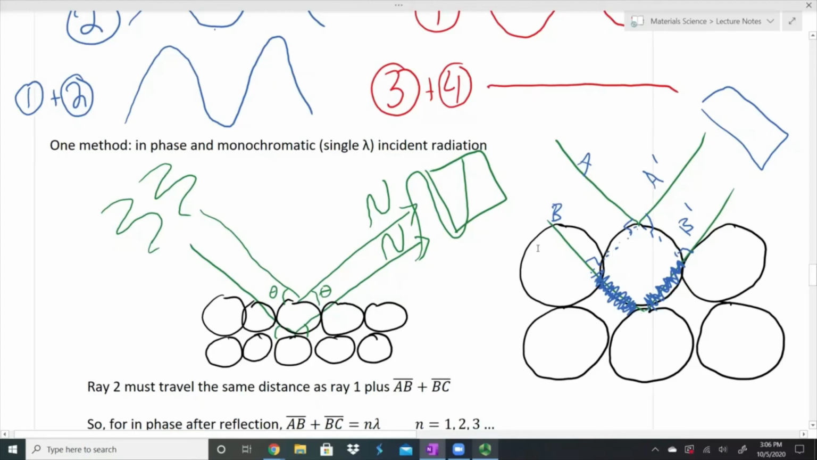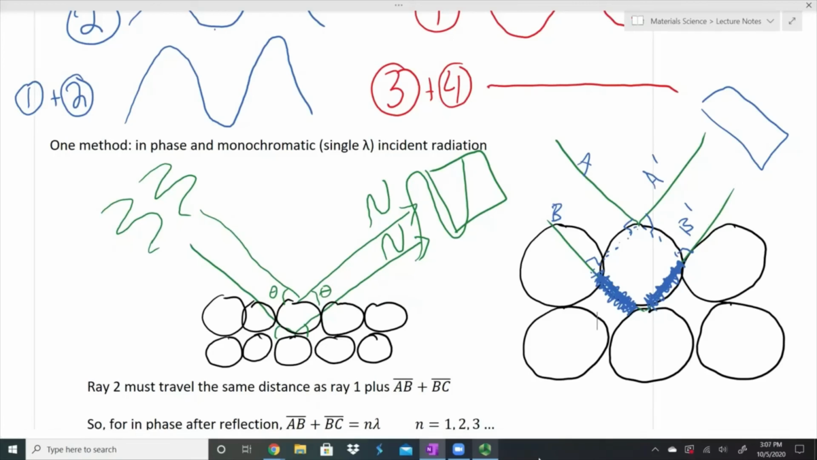B is obviously going to have to travel further than A. The question is how much further. And if this extra distance that I've kind of scribbled out along here, if that distance is some integer wavelength, then it's going to be back in phase by the time it reaches the detector.